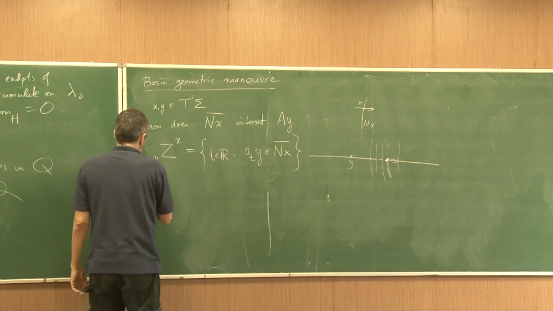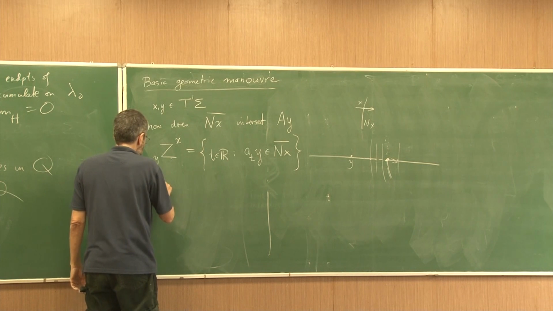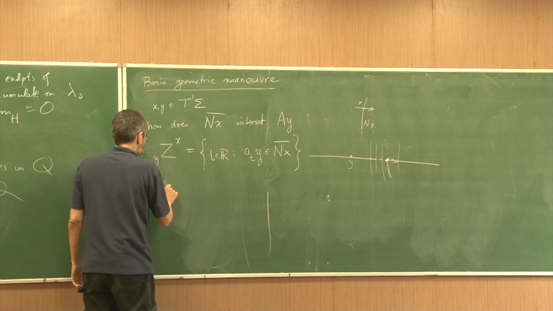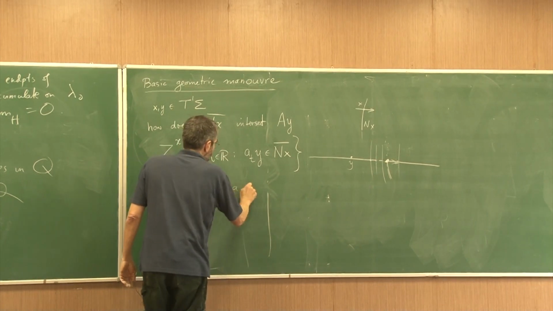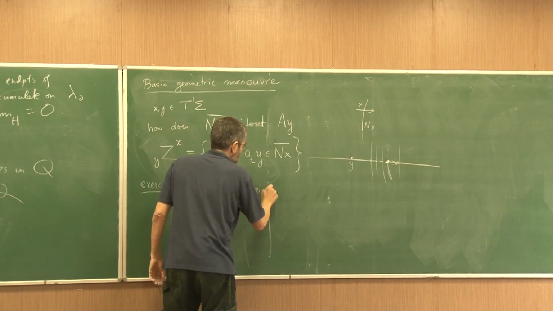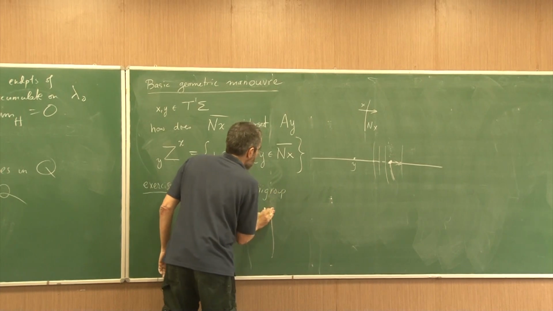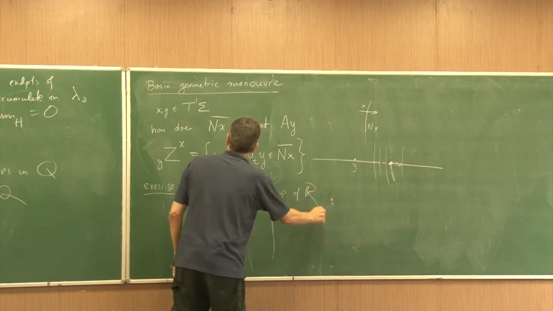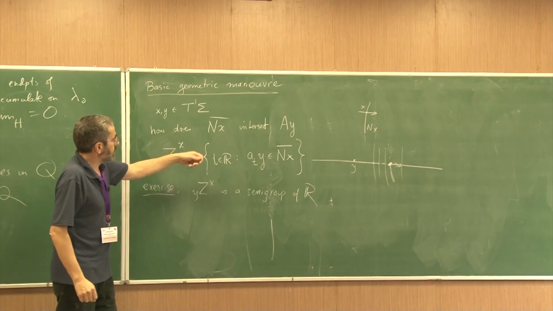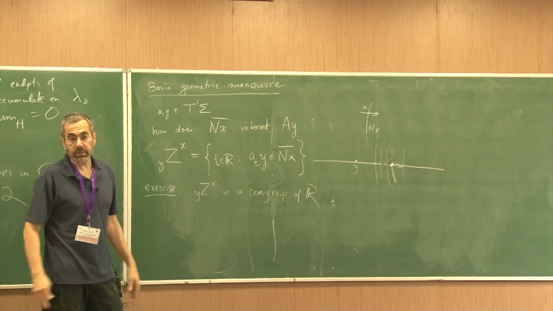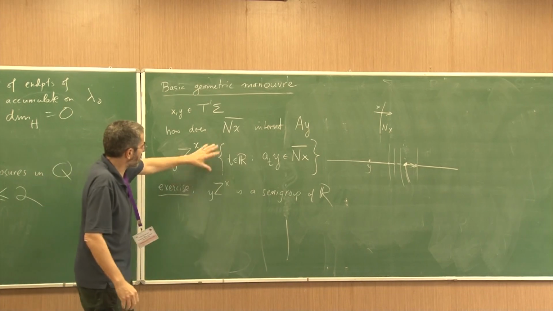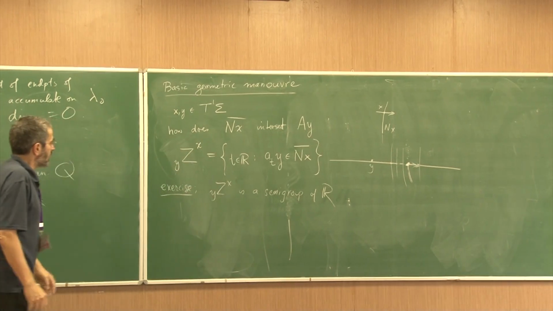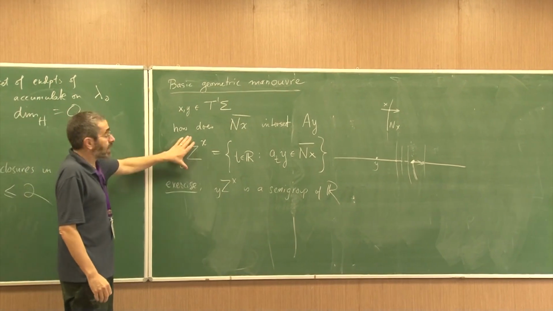And here's a small exercise. This set is a semigroup of R. So if you have a return time like this, then you can add any two return times and you get another return time. It's not so hard. You have to be a tiny bit careful about the way you take limits, but it's true. Okay, so this is the thing I want to study.